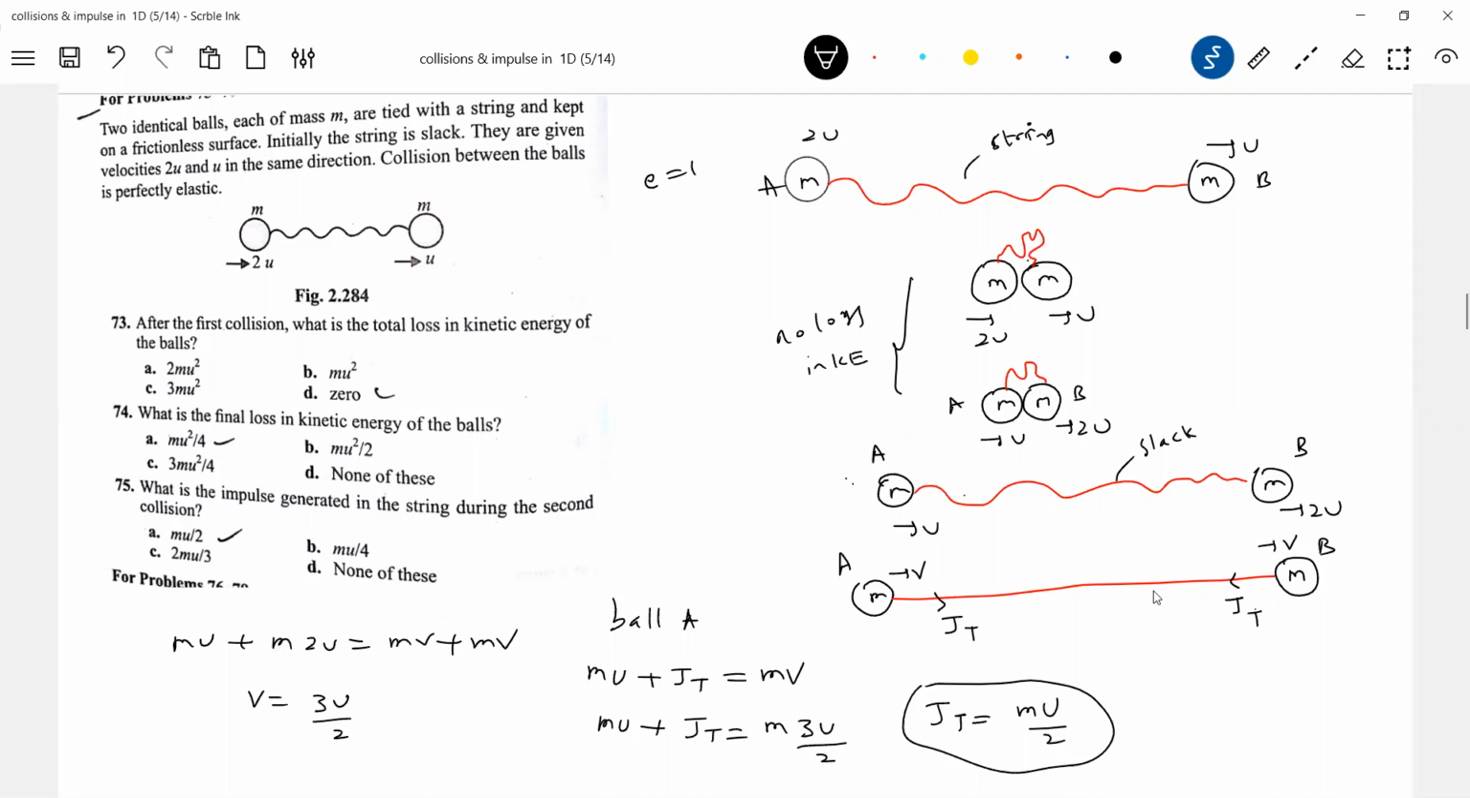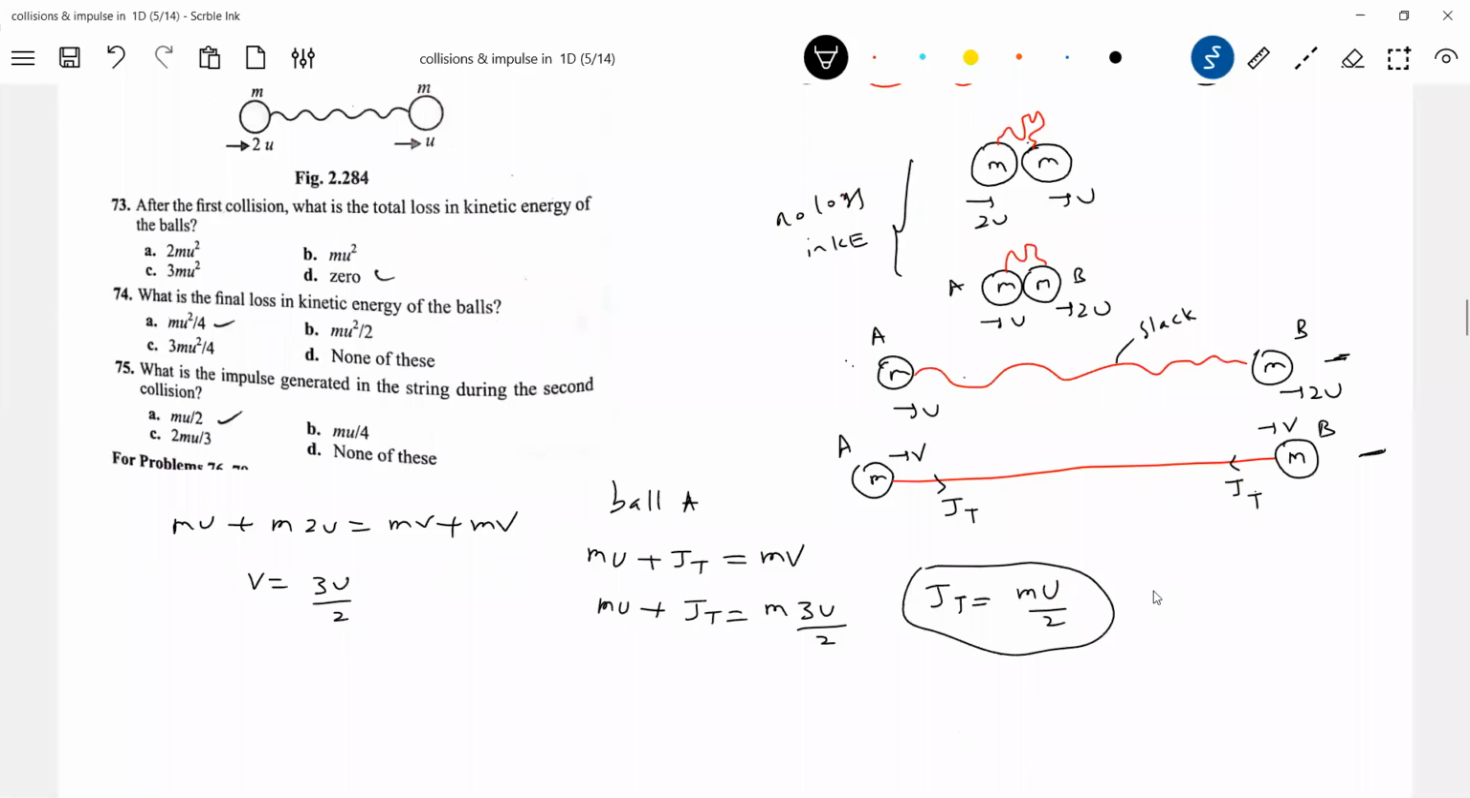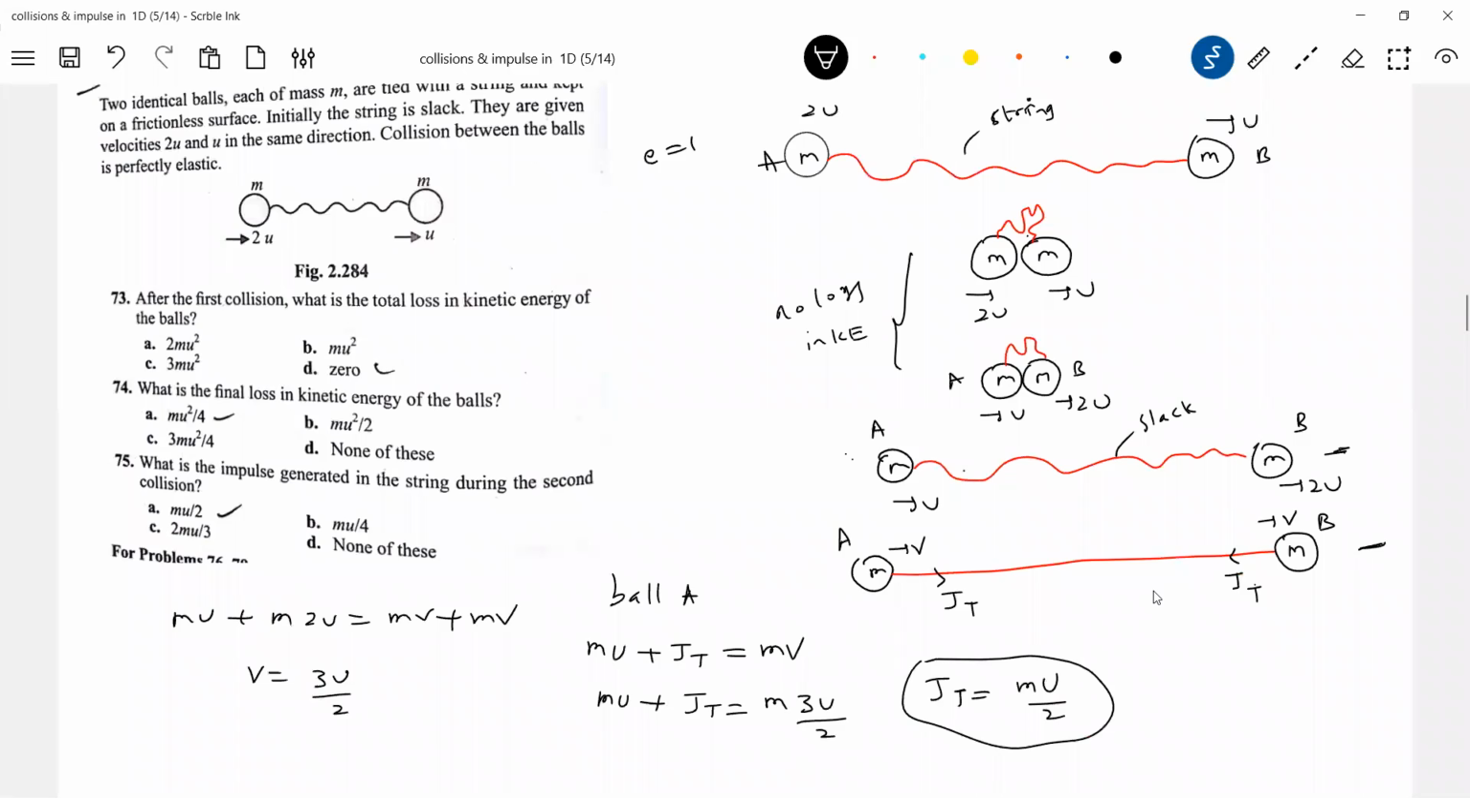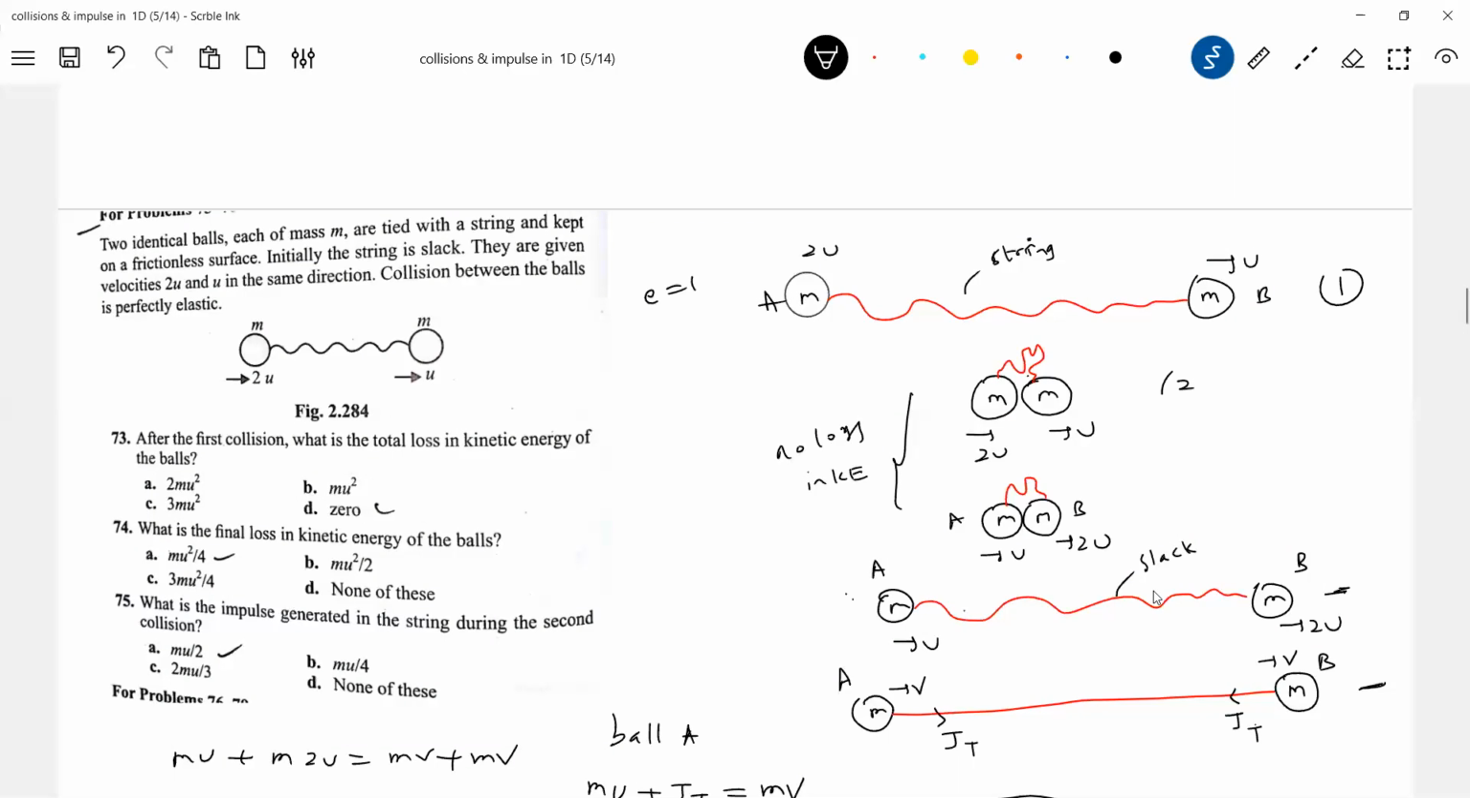Now look at this sequence here. Look at the third and fourth diagram. These two diagrams, look at them here. What was the kinetic energy? mu square by 2, here m 2u square by 2. Look at the kinetic energy now. Where did that kinetic energy go? I'll directly come to the first diagram, second, third, fourth, the fifth.